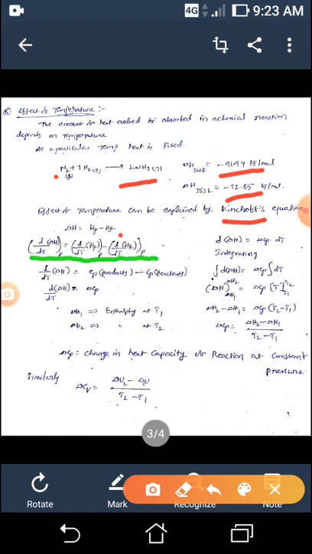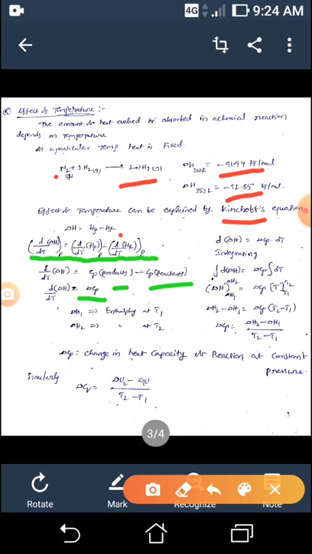We are already discussing this in thermodynamics. Heat capacity at constant pressure is nothing but Cp of a reaction. That means Cp of products and Cp of reactants: d/dT of ΔH equals Cp of products minus Cp of reactants. Now Cp of products minus Cp of reactants can be written as ΔCp. That is, d/dT of ΔH equals ΔCp.